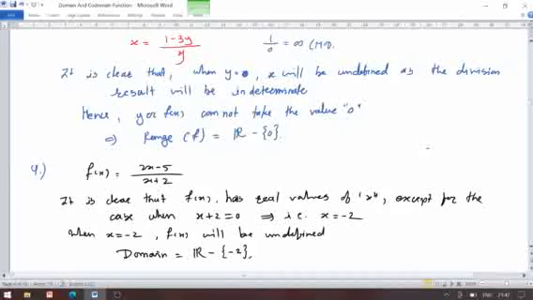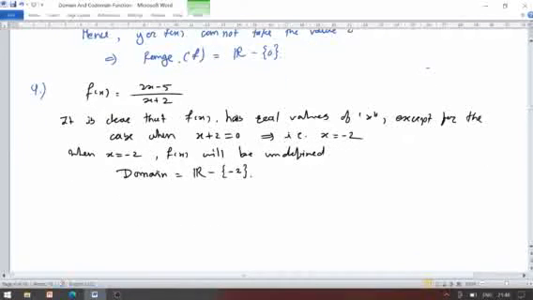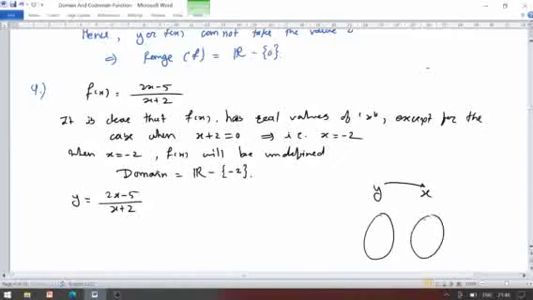Now for finding the range, again same thing, you have to express x in terms of y, because we already have the given function y equals twice x minus 5 divided by x plus 2. So we have y in terms of the variable x. So x belongs to your domain.